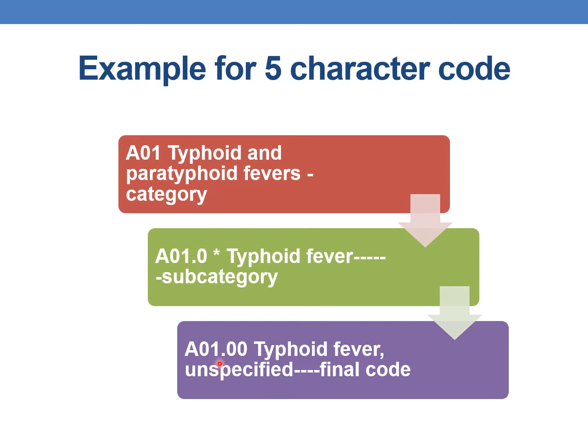And finally A01.00 indicates typhoid fever unspecified. And this is the final level of subdivision, a final code. Typhoid fever has a 5-character code, that is A01.00. So whenever you are supposed to address typhoid fever, we need to give this code A01.00, unspecified typhoid fever.